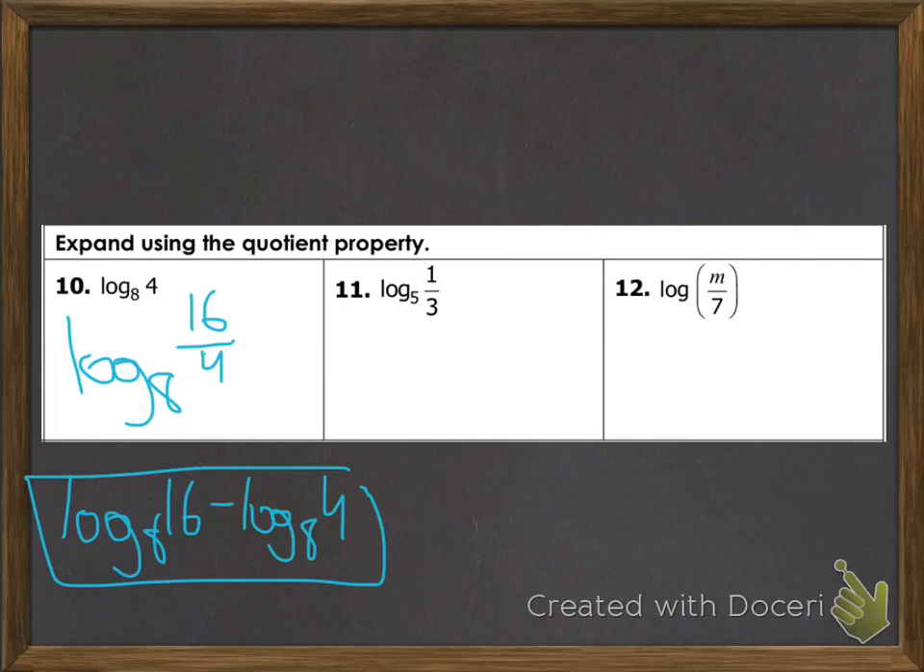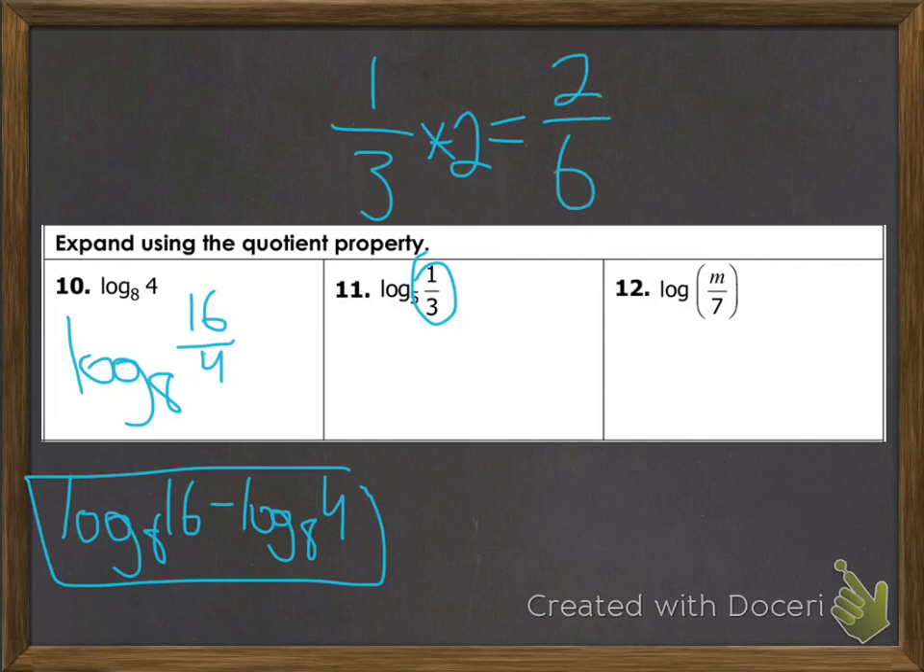For number 11, we have log base 5 of 1/3. So now we're looking at a fraction here. That's a little tricky. What two numbers are going to divide together to get me a fraction? Well, there's an even easier way to do this. When you have a fraction in this position, essentially you just want to multiply up. So I'm going to keep it simple and multiply 1/3 by 2, and that would get me 2 over 6.